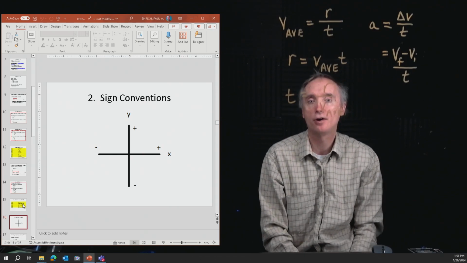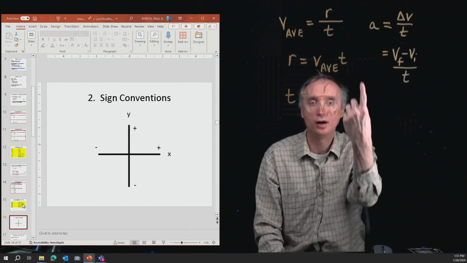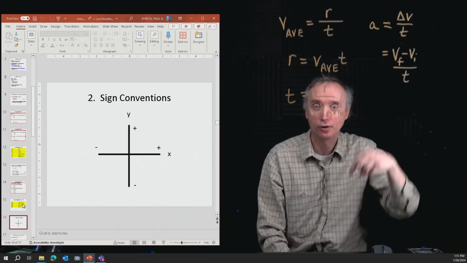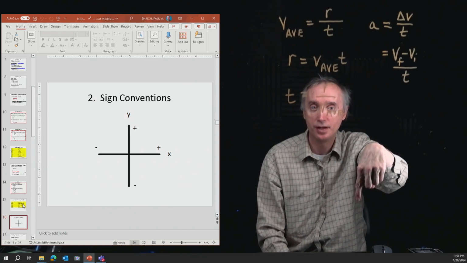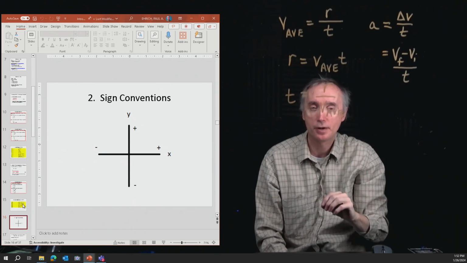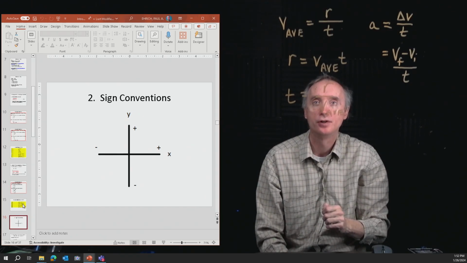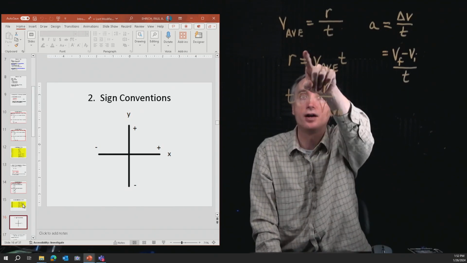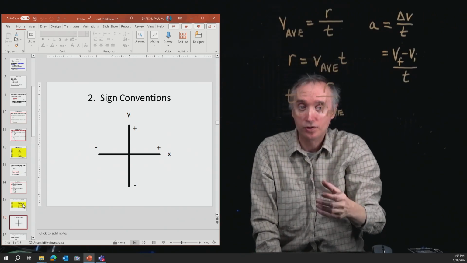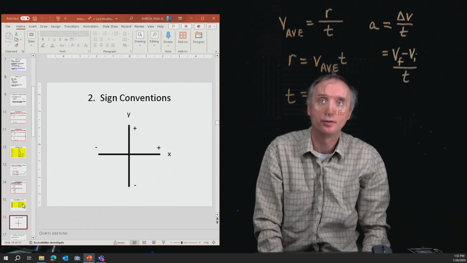All right, then we have our sign convention, and we're going to say that if you go up, then that is going to be a positive number. If you are going down, that's going to be a negative number. If you're going sideways to the right, that's going to be a positive number. And if you're going to the left, that's going to be a negative number. So notice that velocities can be positive or negative numbers depending on which way it's going. R's can also be positive and negative numbers.